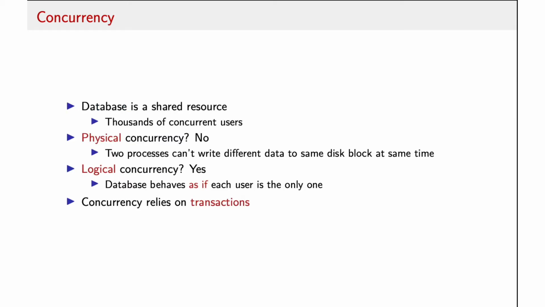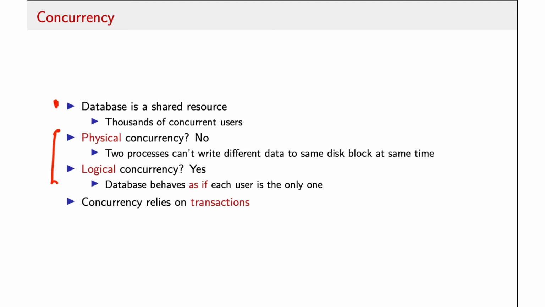First of all, of course, a database is a shared resource, unless you're using something like SQLite inside of a Python process or something like that. You're normally going to be accessing a database that's running on a server that could, in principle, be accessed by thousands of users, essentially accessing it concurrently. It's important to think in terms of what sort of concurrency we are after here. Are we thinking physical concurrency? Well, no, we can't have two separate processes or two separate users writing different data to the same part of the disk at exactly the same time, where the data are stored.